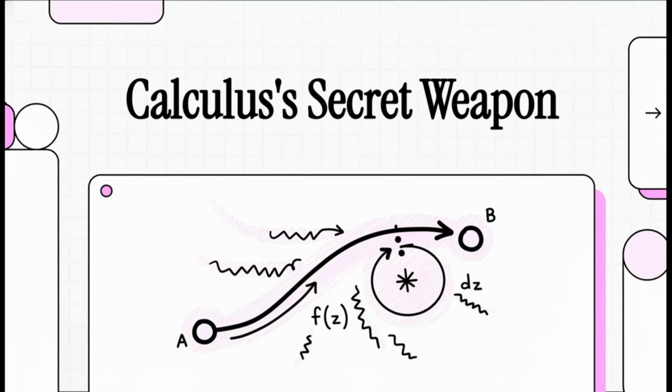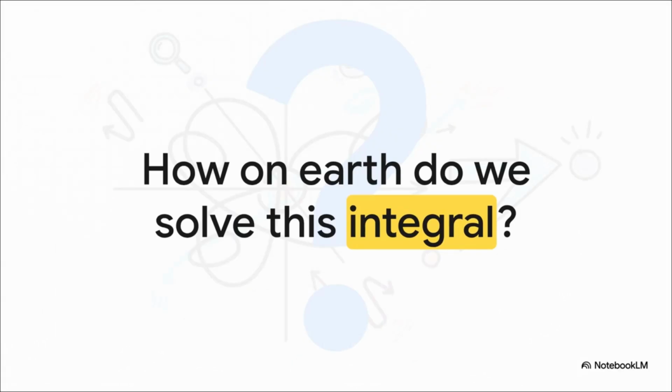All right, let's talk about complex calculus. I know, the name itself can sound a little intimidating. But what if I told you there's a secret weapon, a kind of master key, that makes some of its scariest-looking problems surprisingly simple? So take a look at this thing. How on earth do you even start to solve it?